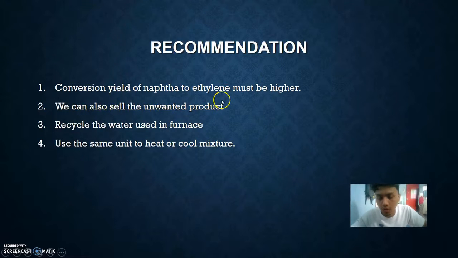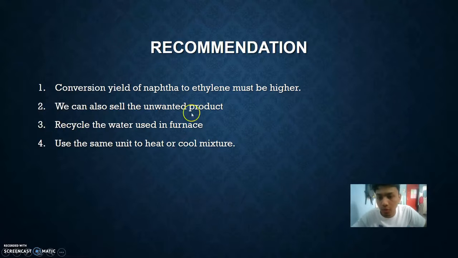This is to increase our profit, because right now our conversion yield is very low. So we need to increase the conversion yield by using the perfect temperature and the perfect pressure. We can also sell the unwanted products. There are a lot of unwanted products such as hexane, butane, methane, and ethane. We can sell those products to increase our profit.